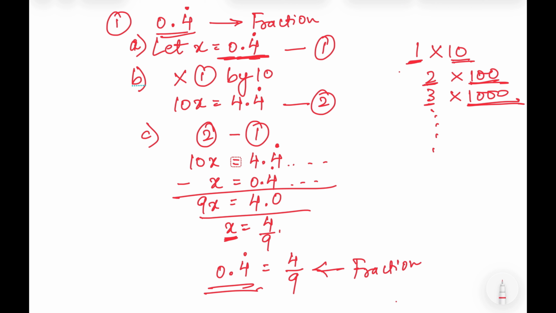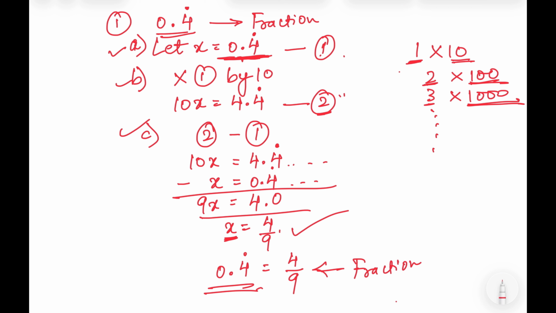Right? So please remember these 3 steps. First, mark the question, name it as x. That will be our equation 1. Then we multiply it with the number of zeros according to the recurring numbers. If 1, then 10, 2, then 100, and 3, then 1000. After multiplying, we get our equation 2, and then we simply subtract the 2 equations and we get the value of x. So we successfully converted this into a fraction.